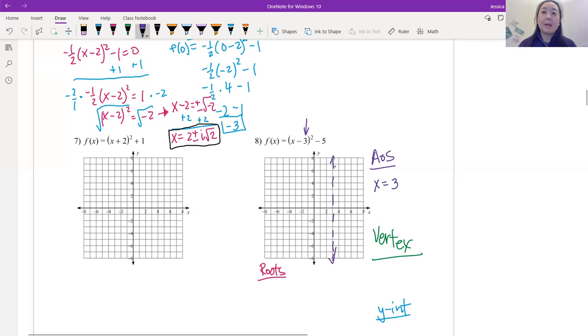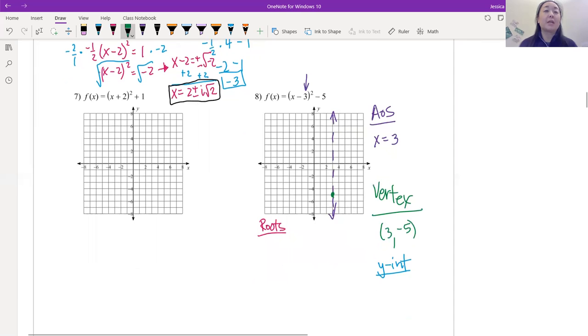AOS. Happy days. Vertex is going to be, if our X part is 3, that means our Y is right here at -5. Okay, remember that this was supposed to be a minus, so that means our number for X is just 3. So (3, -5), it's going to be right here, -5. Perfect. Now our roots, we'll do our roots first this time. I normally like doing the y-intercept last.